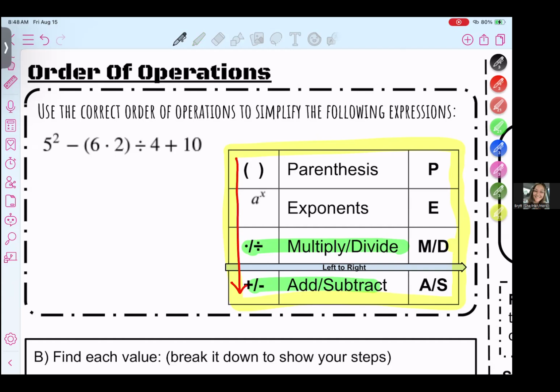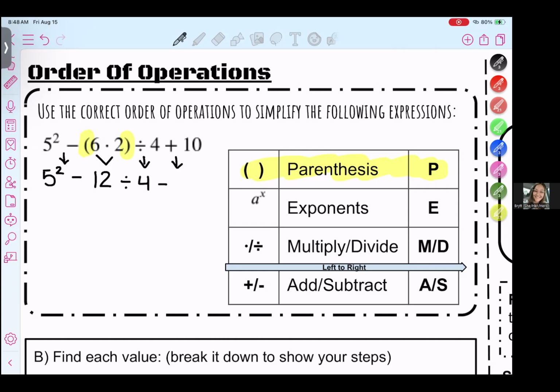If we start at the very top of our PEMDAS, the very first one says parentheses. Now I can see in this problem over here, I have two parentheses. So that's what I want to go ahead and do first. Inside of my parentheses is 6 times 2, which is going to be 12. And then I drop everything else down the exact way that it's written. So I have 5 squared, a minus sign, a divide sign, 4 plus 10.